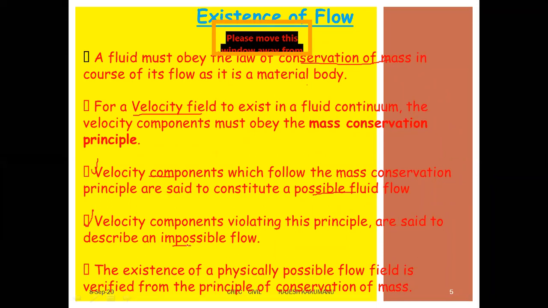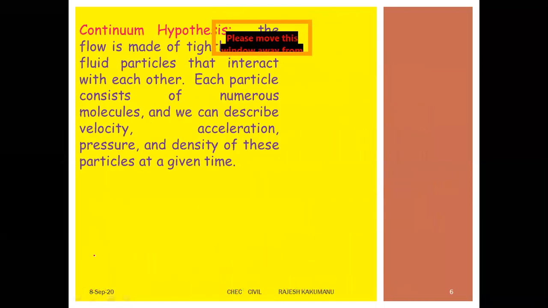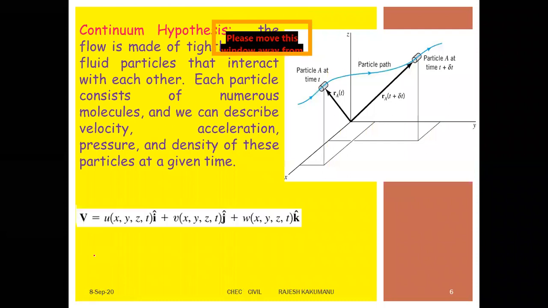That was a simple example. Next, the existence of a physically possible flow field is verified from the principle of conservation of mass. The existence of a physically possible flow field, that is a velocity field, is verified from the principle of conservation of mass. Now we'll see the continuum hypothesis.